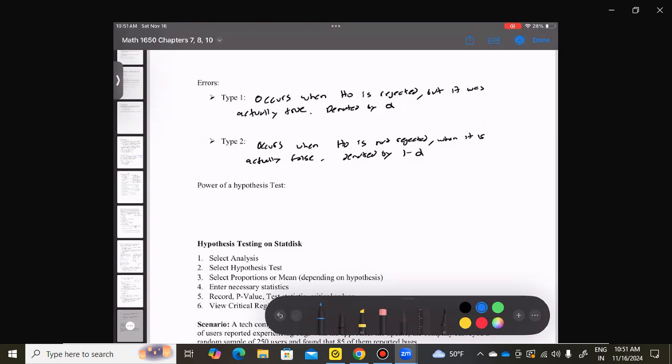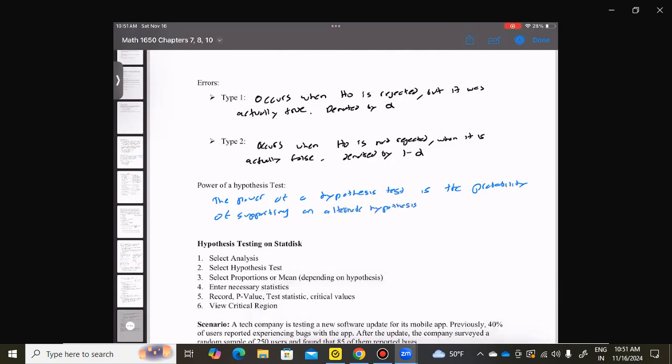The power of the hypothesis test. The power of a hypothesis test is the probability of supporting an alternate hypothesis that is true.